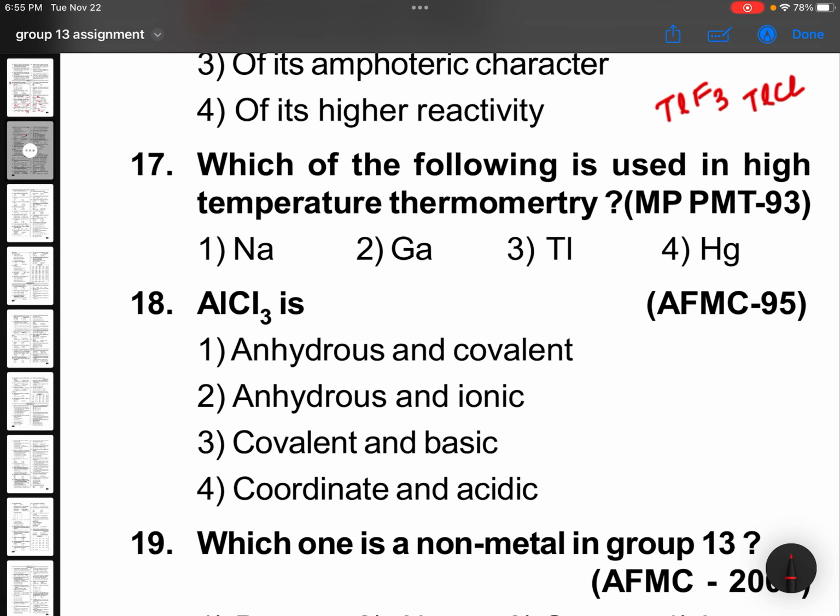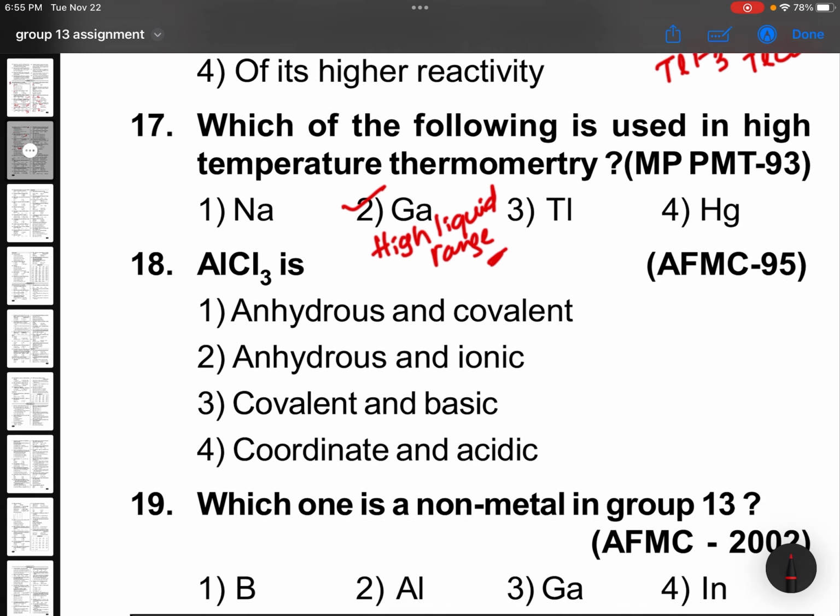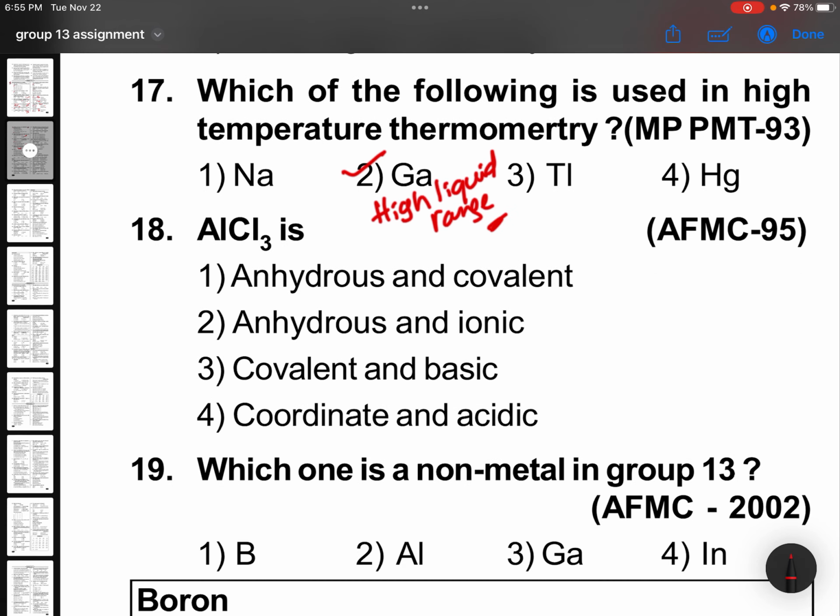Which of the following is used in high temperature thermometers? That is gallium, because of its high liquid range. It is used in thermometers. At room temperature gallium is liquid. You can remember this point also. AlCl3 is anhydrous and covalent.